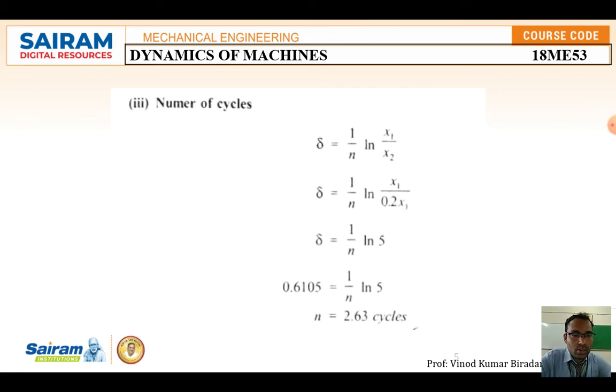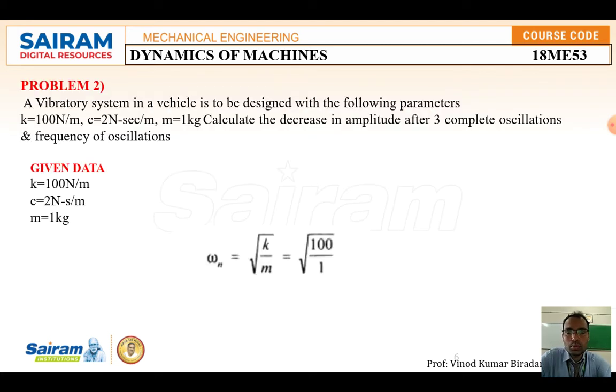Like this you have to solve the problems on logarithmic decrement. I told you, to solve the coming module 4 and module 5, we have to remember the list of formulas first. So like this problem. Next, one more problem I have taken here, problem number 2.